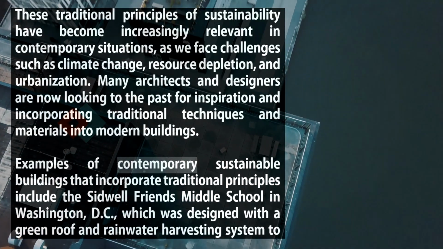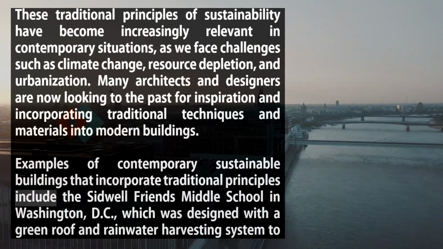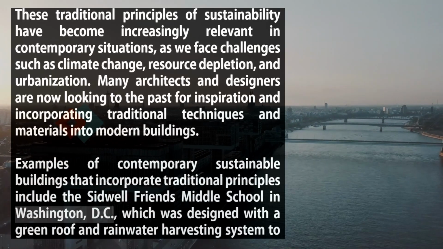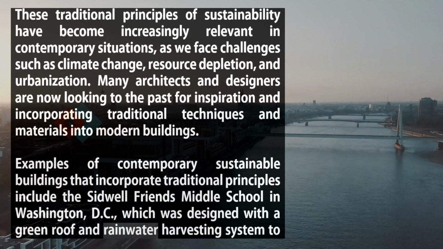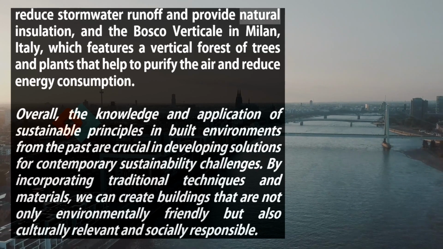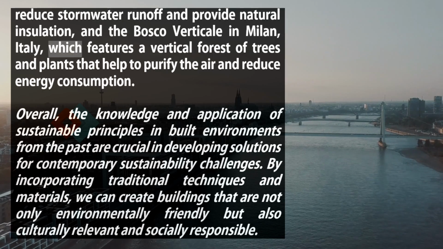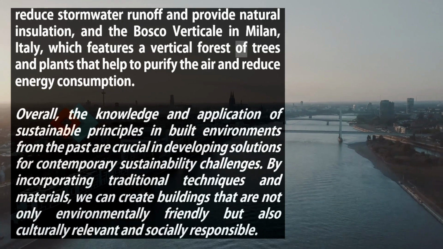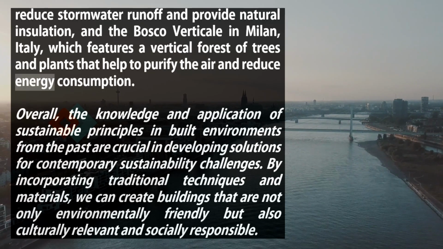Examples of contemporary sustainable buildings that incorporate traditional principles include the Sidwell Friends Middle School in Washington, D.C., which was designed with a green roof and rainwater harvesting system to reduce stormwater runoff and provide natural insulation, and the Bosco Verticale in Milan, Italy, which features a vertical forest of trees and plants that help to purify the air and reduce energy consumption.